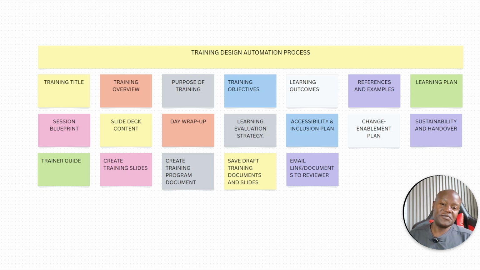We'll need to have training objectives, learning outcomes, references and examples, a learning plan, a session blueprint, a slide deck, a wrap-up session, and a mechanism through which we'll evaluate whether they have learned. We'll also need accessibility and inclusion plans such that we cater for all the participants. And then how will we facilitate change?